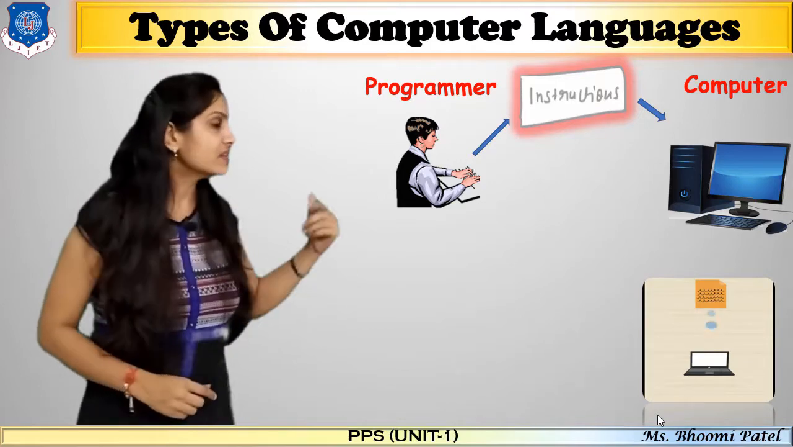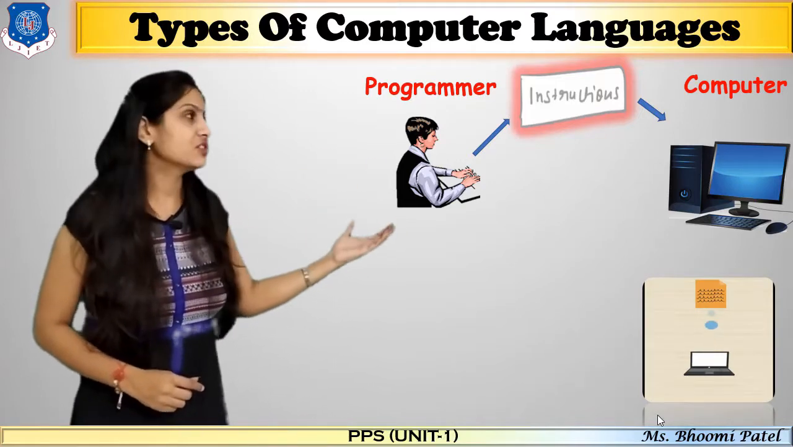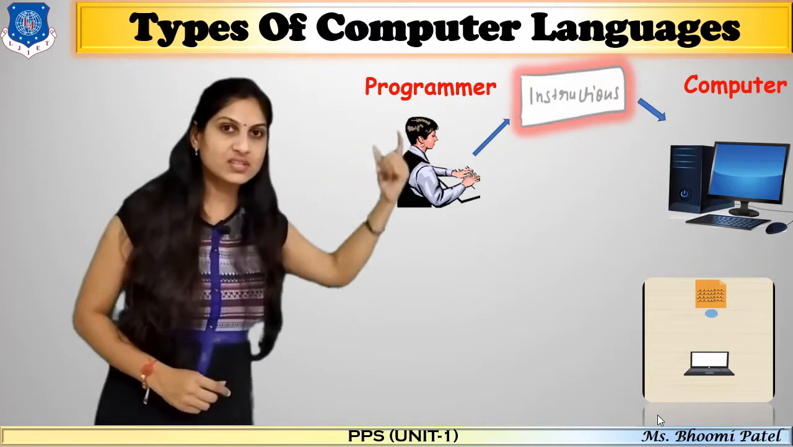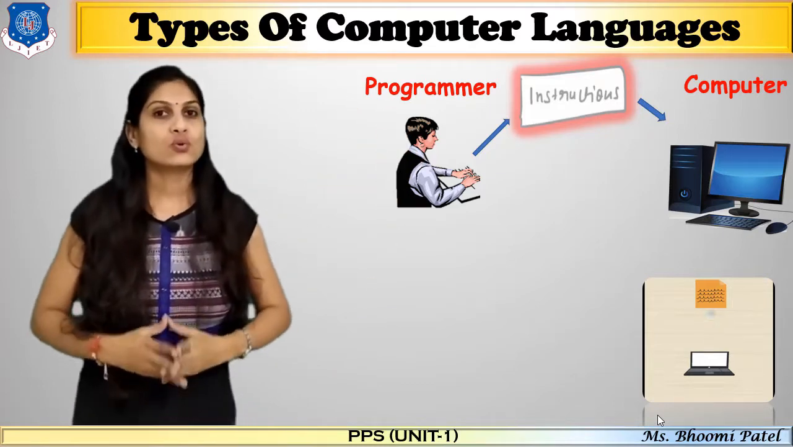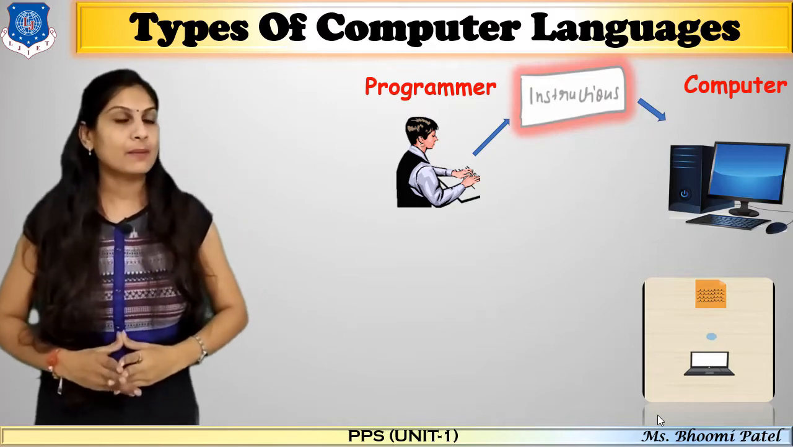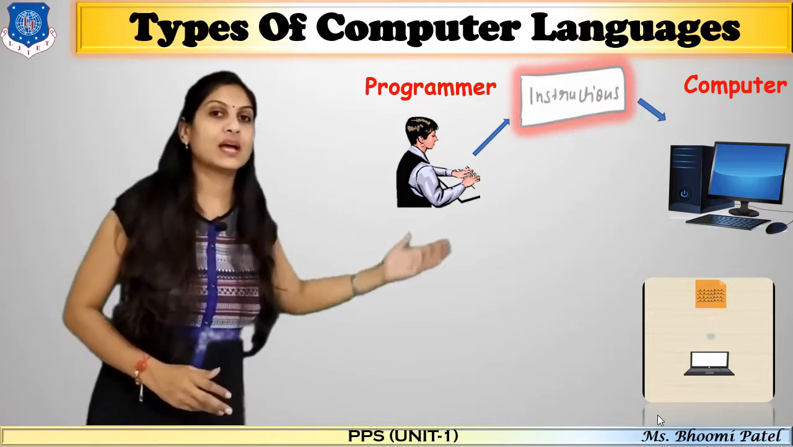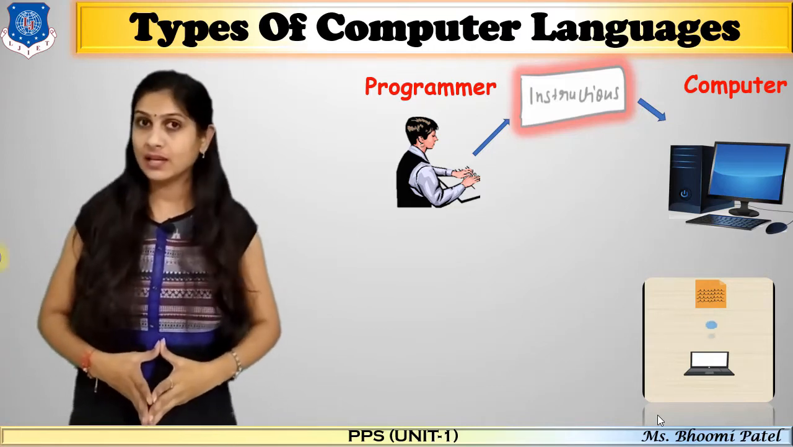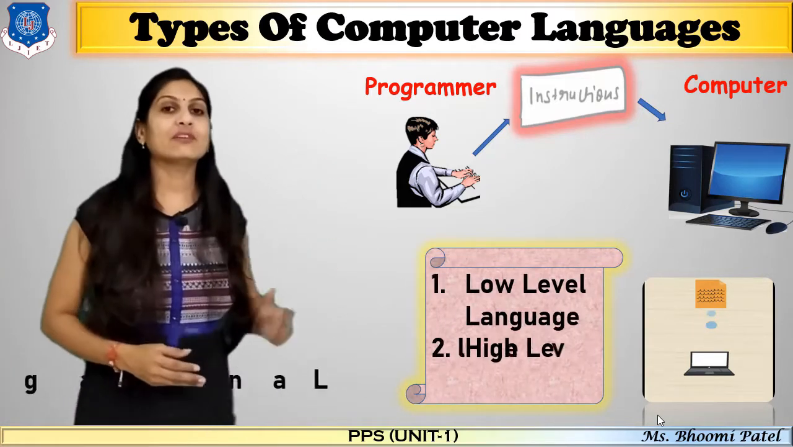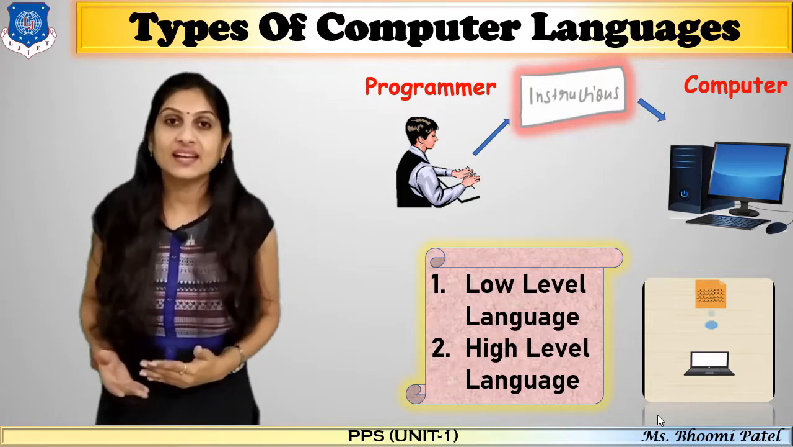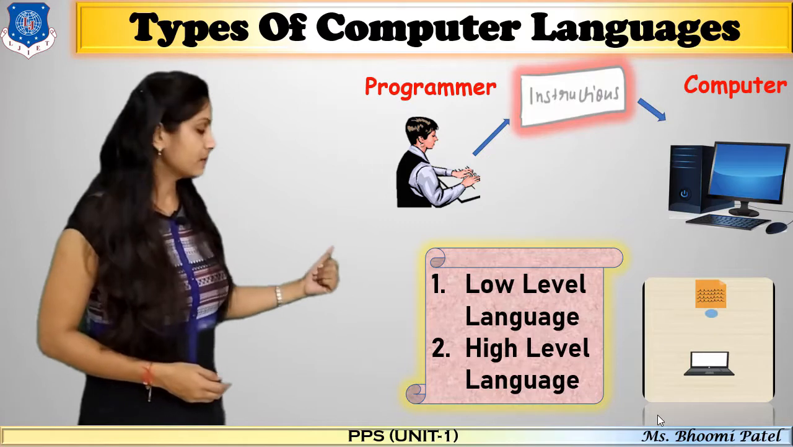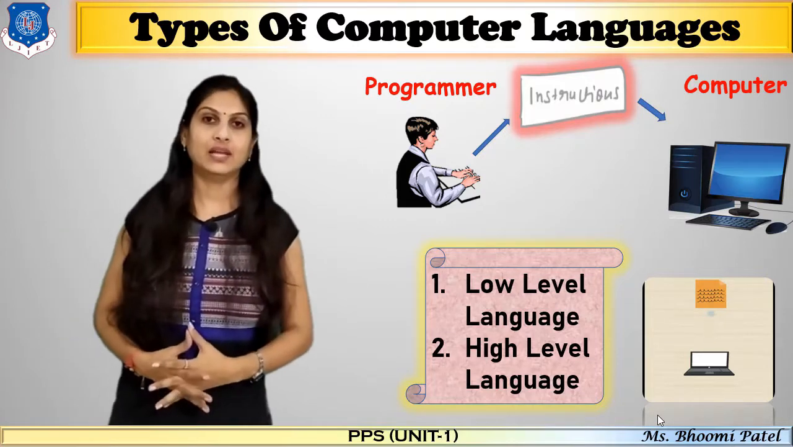As we discussed in our previous lectures, the definition of software is that it is a set of instructions. So software is nothing but a program, and to create such a program, nowadays there are so many programming languages available. These programming languages are categorized into two main parts. First is low level language and second is high level language.